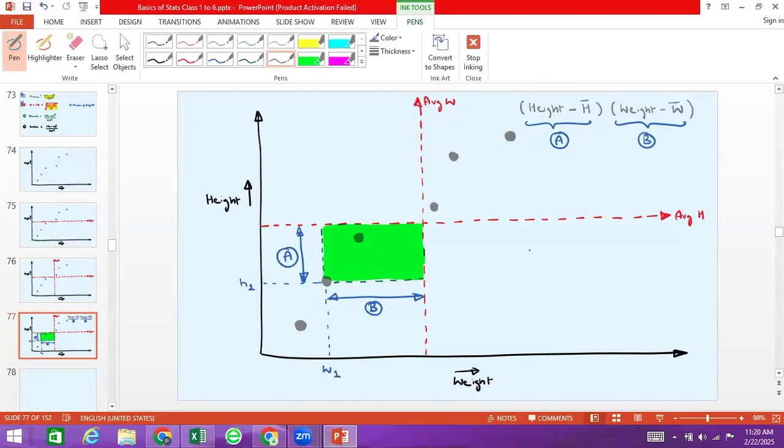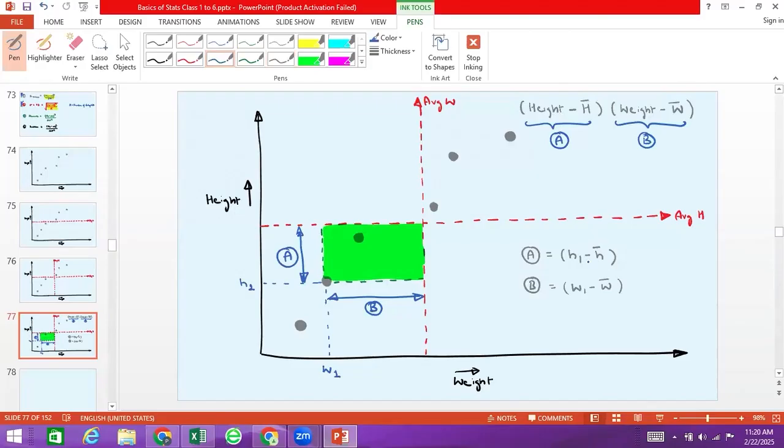So I'm first calculating A. The value of A is H1 minus H bar. As I said, right? H bar is nothing but average. In general, in statistics, whenever we put a bar or something, the meaning of that is average. It's a very standard thing. Similarly, for B, I will calculate W1 minus W bar. That is the weight of point 1 minus the average weight.